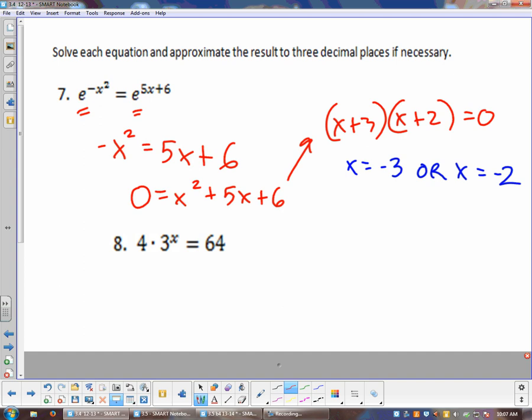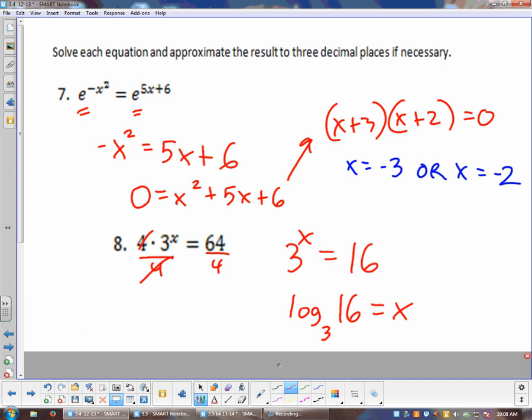Sure, let's divide both sides by 4 first. So we're going to get 3 to the x equaling 16. And then what would we do to rewrite that in exponential? No, it's already in exponential form. Louis, how would we rewrite this in log form so we can solve for x? Log to the base 3 of 16 equals x. So that would be our exact answer.